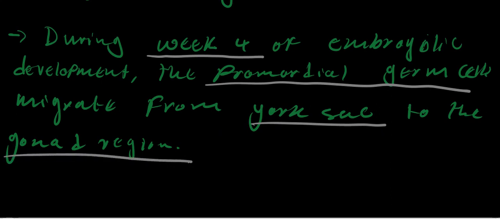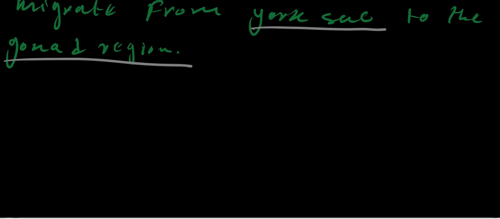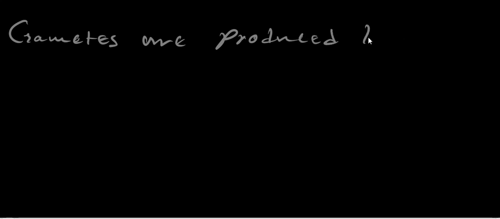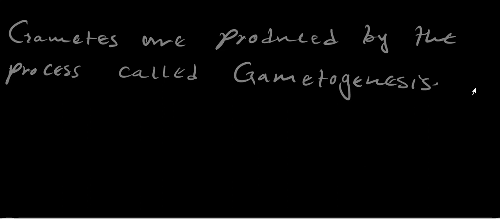All right, okay. So from there, we also need to understand one thing. What process gives out gametes? So gametes are produced by the process called, I'm sure already someone has guessed, gametogenesis. Gametes are produced by the process called gametogenesis. All right? So this gametogenesis is taking place.